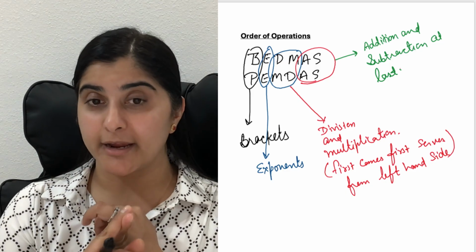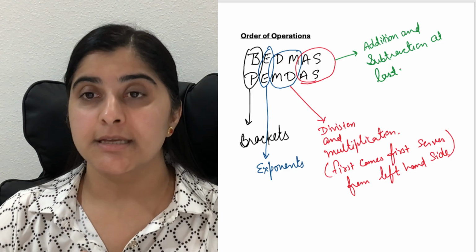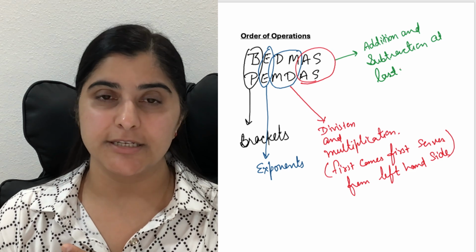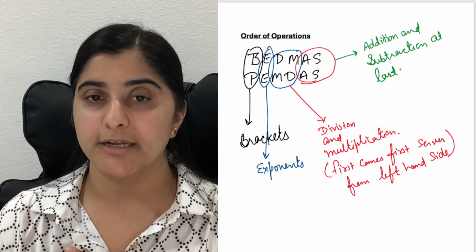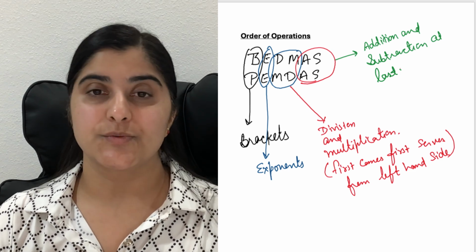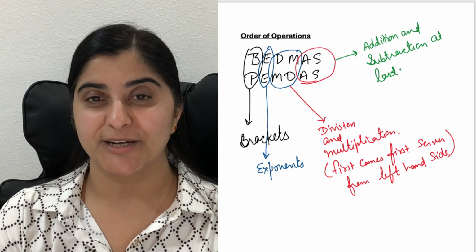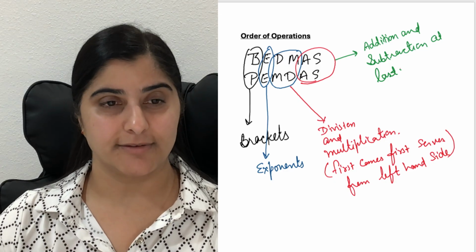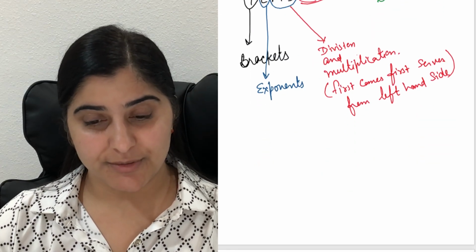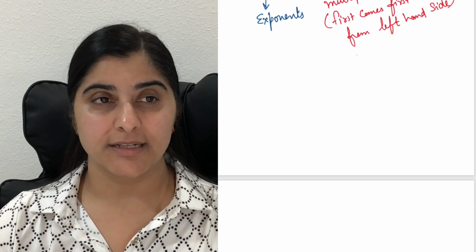So first brackets, second exponents, third multiplication and division, first come first served from the left side. And at the very last we have to perform addition and subtraction, first come first served from the left hand side. So let's do some practice problems where we will practice this order of operations.